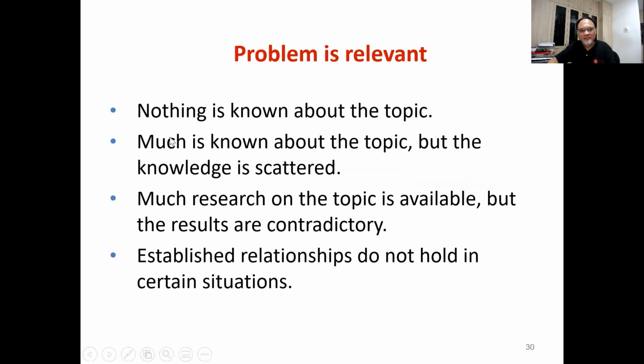So what is relevant? Nothing is known about the topic. Much is known about the topic, but the knowledge is scattered. Much research is available, but results are contradictory. There are established relationships, but established relationships do not hold in certain situations. For example, a TQM framework for a large company. No. For a small company, the context is small. No, cannot apply. So you can try to figure out.